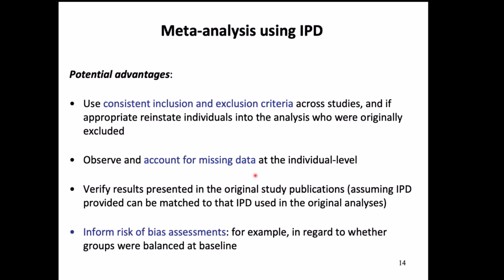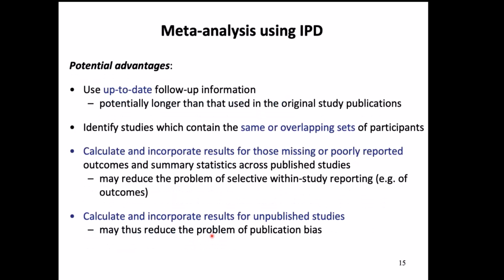Again, because you're in control of the analysis, you could account for missing data in the way that you want. You could use multiple imputation or another strategy that was appropriate. You can check the original study results if you wanted, so you can actually verify the original analysis results. We can inform risk of bias assessments. Come back onto that. We can obtain up-to-date information.